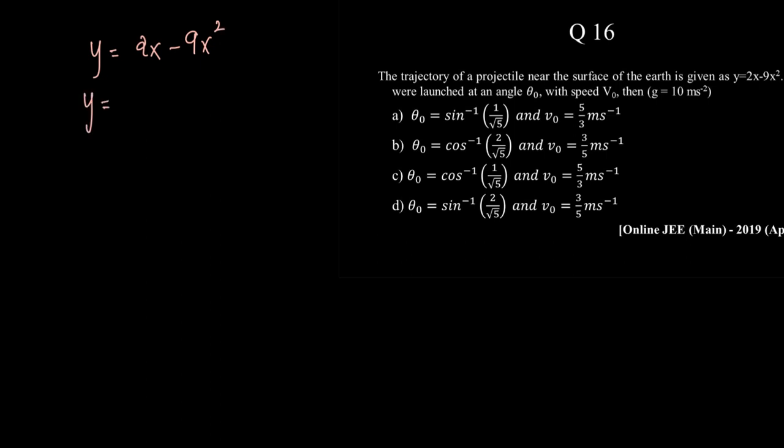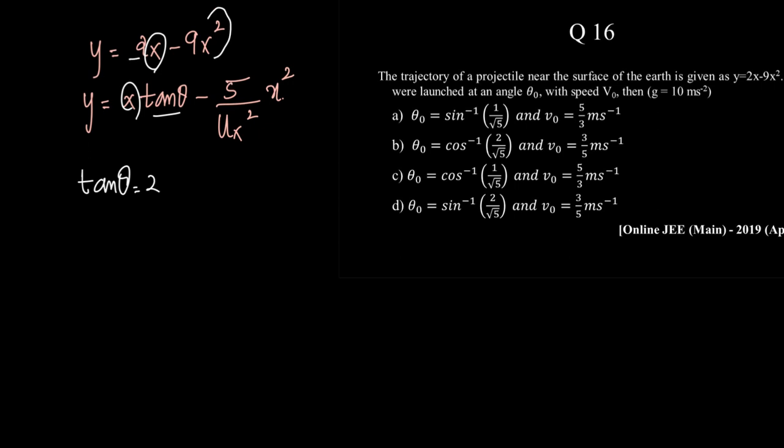When we compare this with the standard equation of projectile, what we get is y = x tan θ − (5/ux²) x². So if you compare the coefficients of x, what is remaining? 2 and tan θ. So we can write that tan θ = 2. If you compare the coefficient of x², what do you get? 9 = 5/ux².